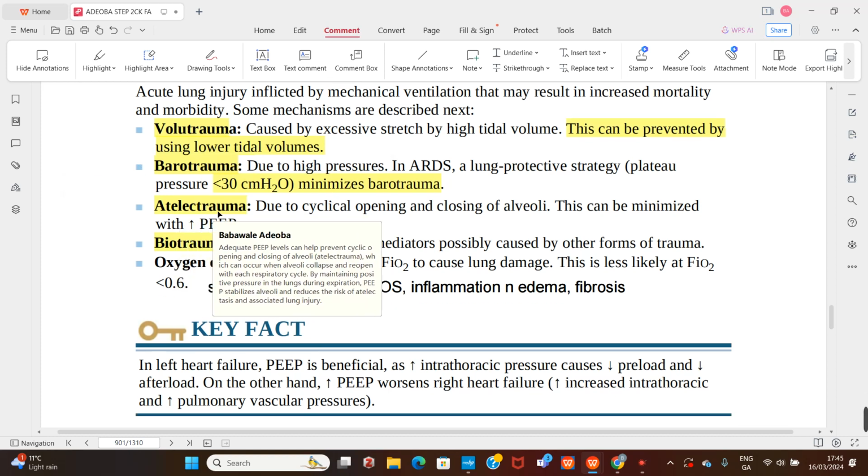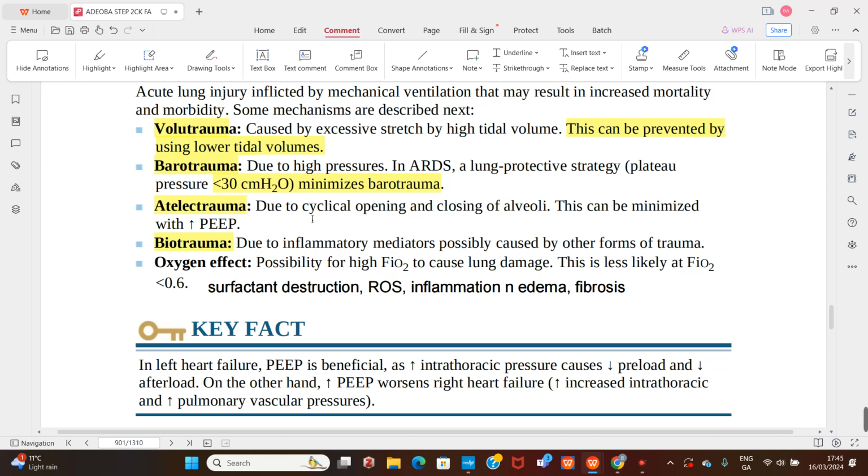There's something we call atelectrauma. Atelectrauma is due to cyclical opening and closing of alveoli. This is very common in individuals that have low PEEP, maybe the mechanical ventilator was set to low PEEP. So as the individual is breathing out, the alveoli are actually collapsing, bam. But the ventilator is delivering positive inspiratory pressure, opening them again. So that can be traumatic for the alveoli. It can lead to systemic inflammatory response syndrome, which could lead to widespread damage to the alveoli. So you don't want that to happen.